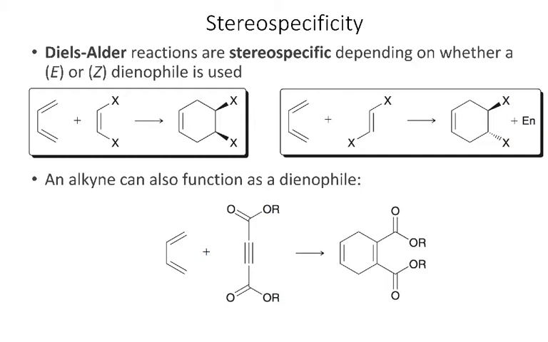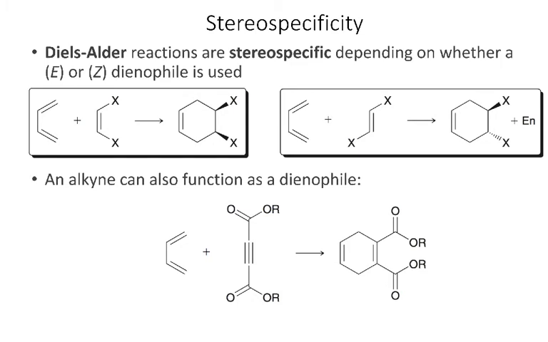Okay, so this is the last slide on this video, but then we'll pick up and look at more specifics about the Diels-Alder reaction in the next video. I want to mention that Diels-Alder reactions are stereospecific. What we mean by that is if we have a cis dienophile, we'll have a cis cyclohexene in the products. If we have a trans dienophile, we'll have a trans cyclohexene in the products.